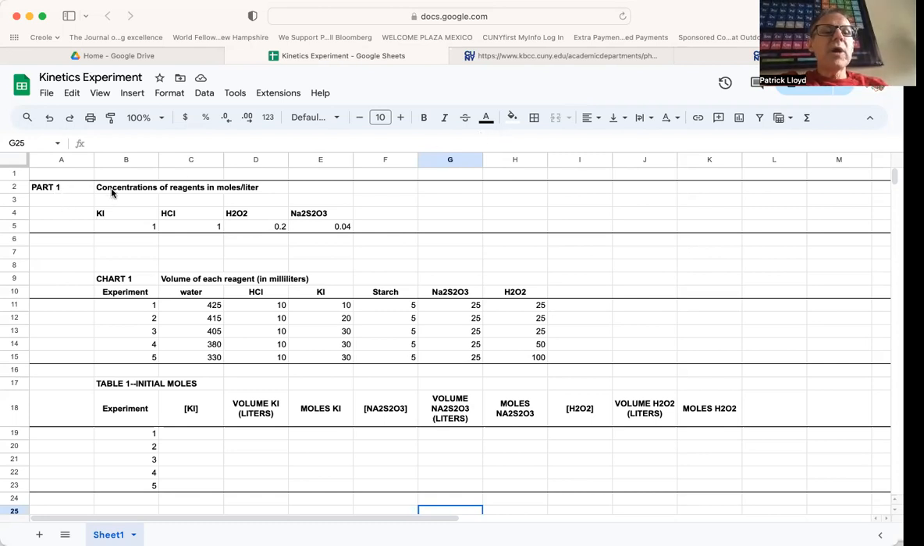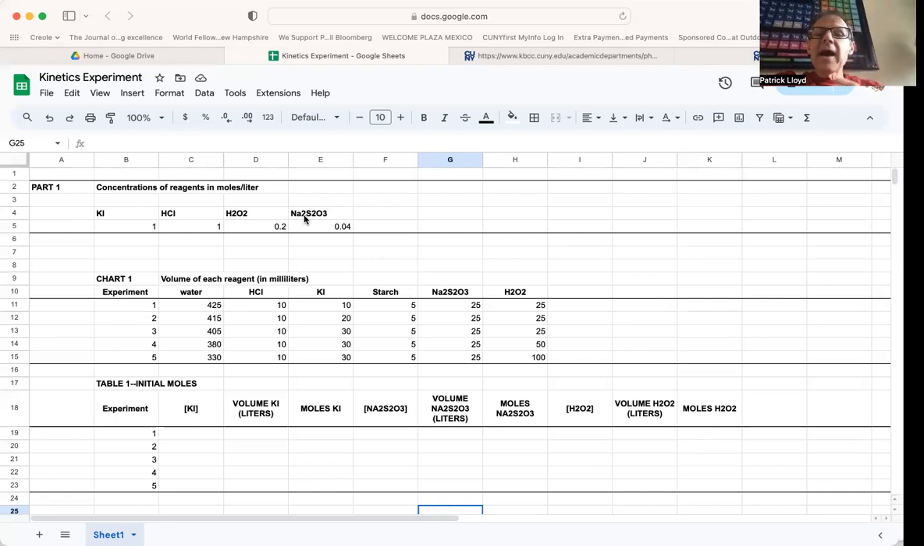Okay. So in part one, when you read through it, it's going to tell you what the stock concentrations on the bottles were of the reagents that you used. And there are four reagents for which we're concerned about their concentrations in this particular calculation set. So I've written down from the lab manual these numbers, the concentrations of the reagents for potassium iodide, hydrochloric acid, hydrogen peroxide, and then sodium thiosulfate. That's the name of it, Na2S2O3.